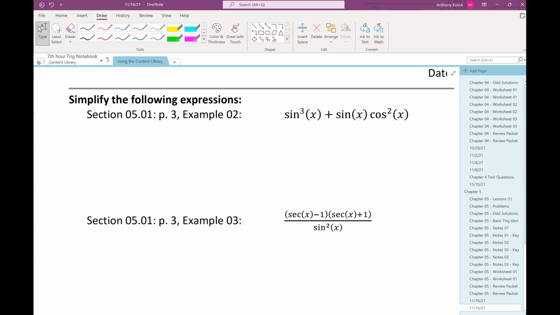Okay, so let's look at the first example and work through this together. The first thing I typically look for is whether there's any algebraic things I can do. So let's look at sine cubed x plus sine x times cosine squared x. That's our first example. Does anybody see anything algebraic I can do there? Is there something I can foil or factor or make a common denominator with?